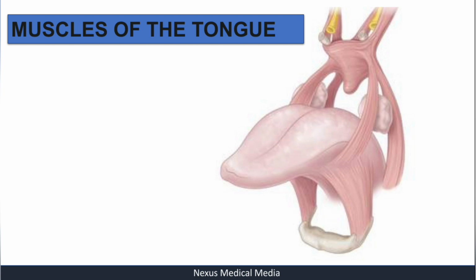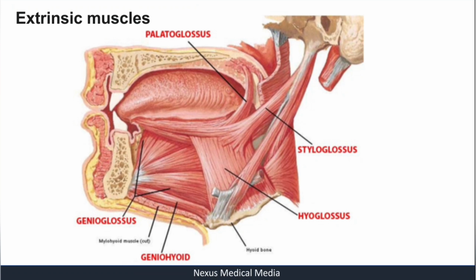The tongue has two groups of muscles, the extrinsic muscles and the intrinsic muscles. Let's start with the extrinsic muscles. Here you can see that, like the names, they tell you where this muscle is attaching to. For example, the palatoglossus attaches from the palate to the tongue. The tongue is the glossus, right?